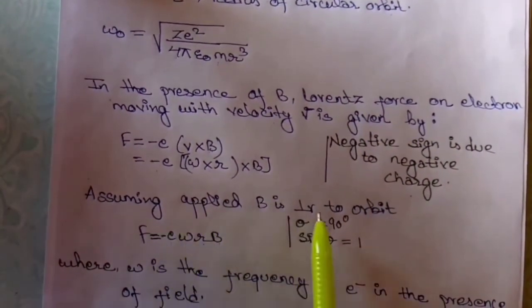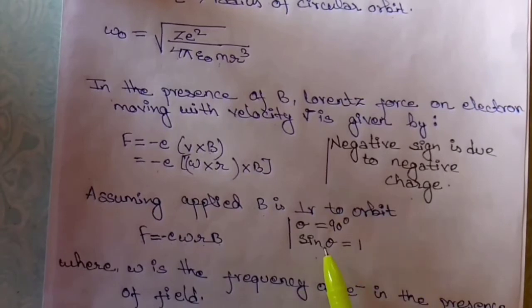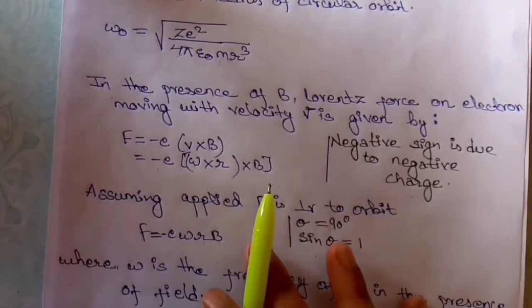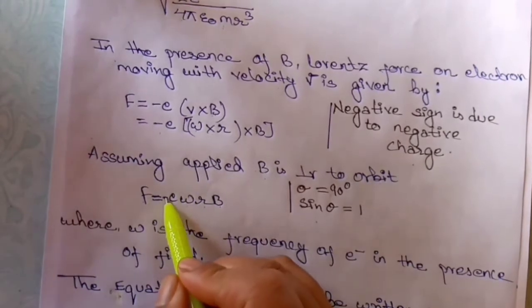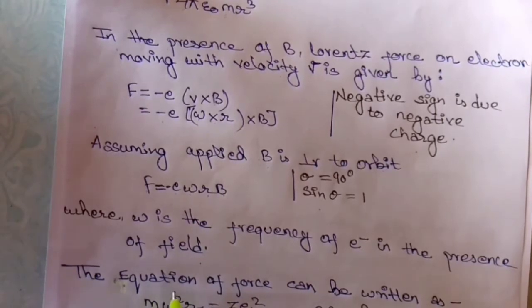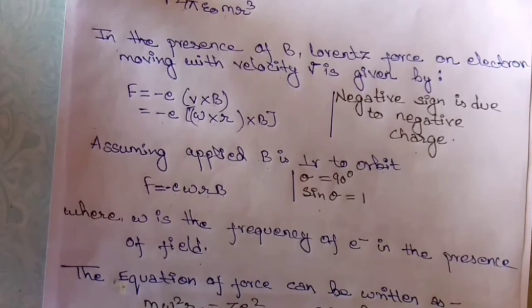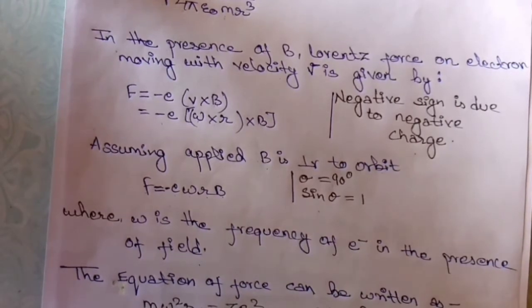Now assuming that the applied magnetic field is perpendicular to the orbit, theta becomes 90 degrees and sin theta becomes 1. So we can write it as F equals E omega r B with a negative sign. Here omega is the frequency of the electron in the presence of the magnetic field. Therefore the final equation of the force can be written as the total force, which is m omega square r, equals the electrostatic interaction ZE square divided by 4 pi epsilon naught r square, plus the Lorentz force E r omega B.